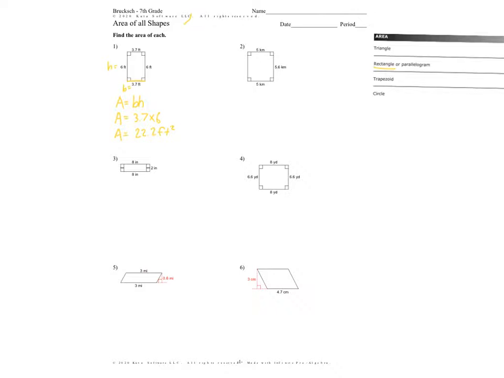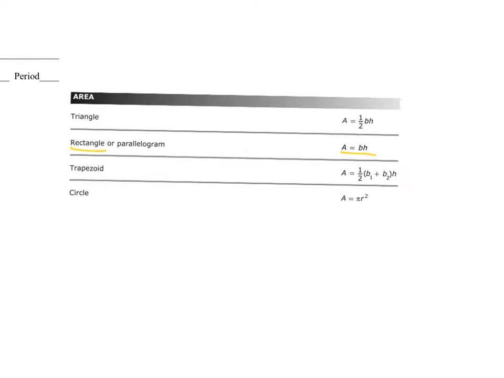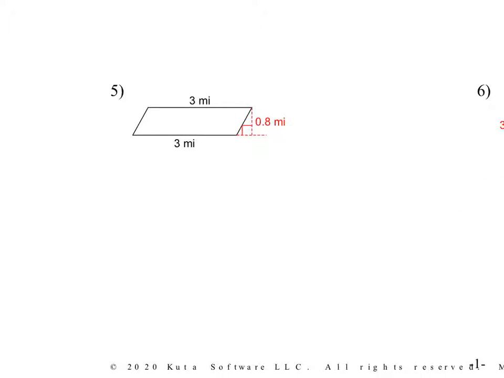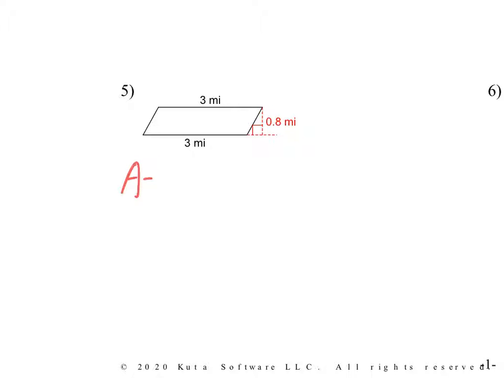These other ones that we're going to be doing are parallelograms, which are actually the exact same formula. So if you look over here on the STAR chart, rectangle, and then we've got parallelogram. So we're still doing base times height. So I'm going to take a look at number 5 for you guys. So here's our formula. Area equals base times height.